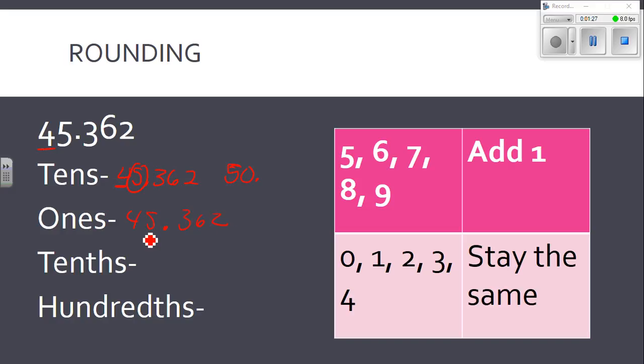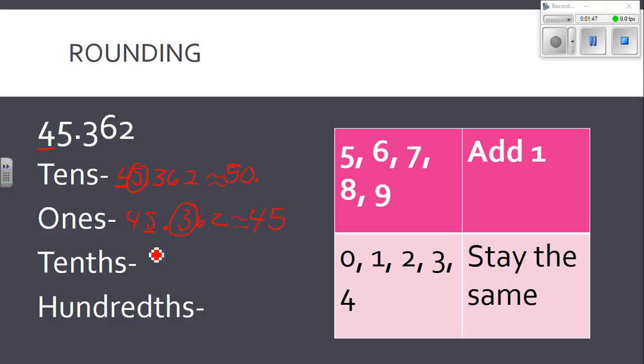45.362 to the nearest ones place. So we're going to circle the number that's in the tenths. Where is the 3 at? 3 lives downstairs. That means that 5 is going to stay the same, so we end up with 45. And if you remember last year, we put these little wavy lines. It means it's about that number.